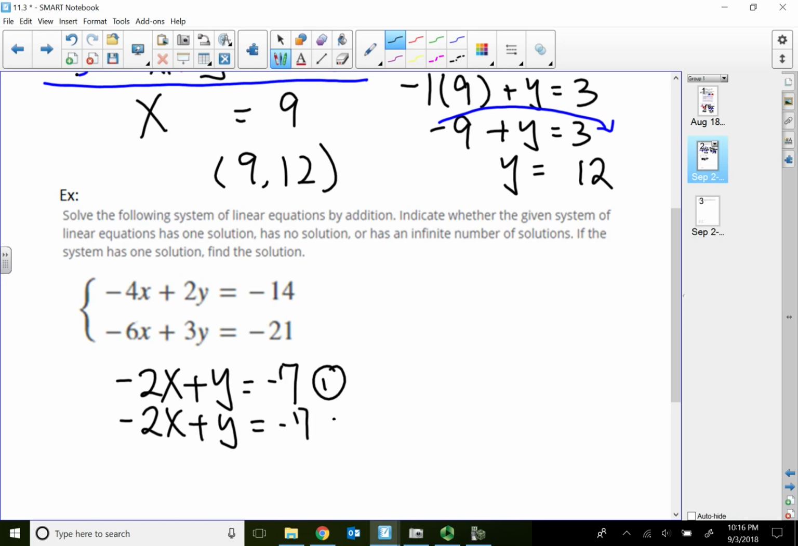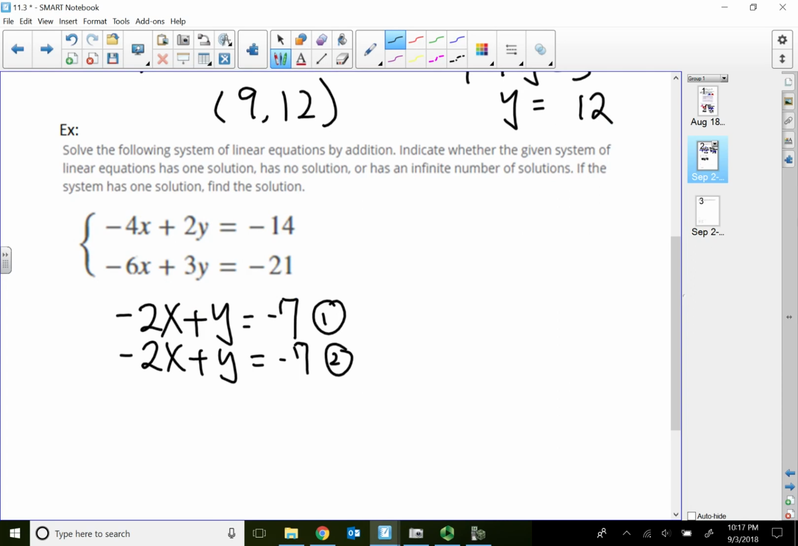So right away, what do you see? The two equations, or the two lines, are exactly the same. So if they're exactly the same, that means it's the same exact line. Two lines that are exactly the same means they are intersecting with one another continuously, or an infinite number of times. So my answer, infinite number of solutions.